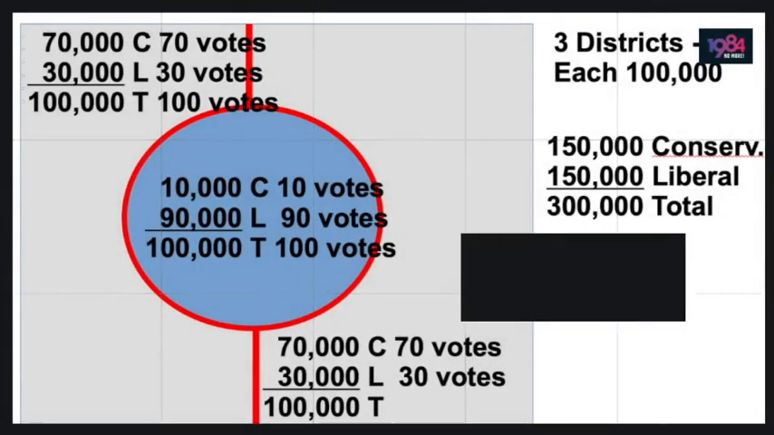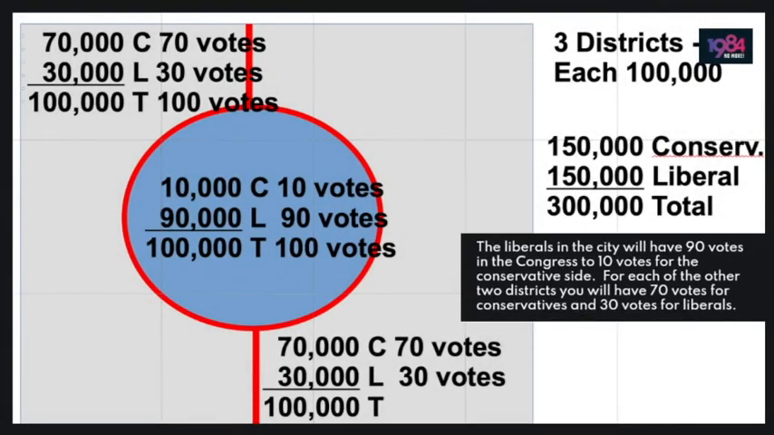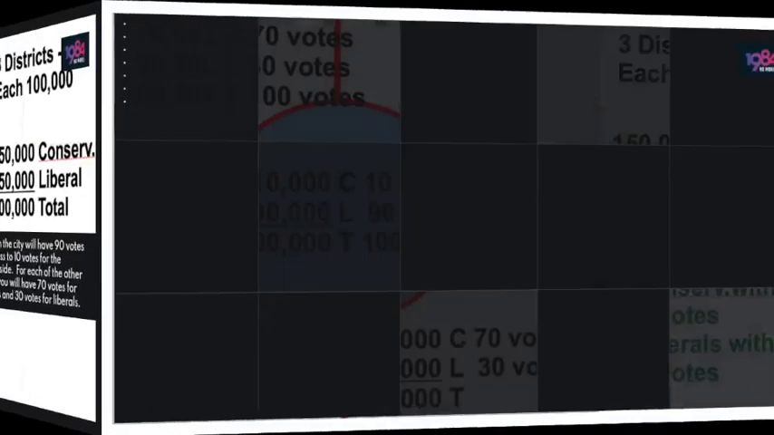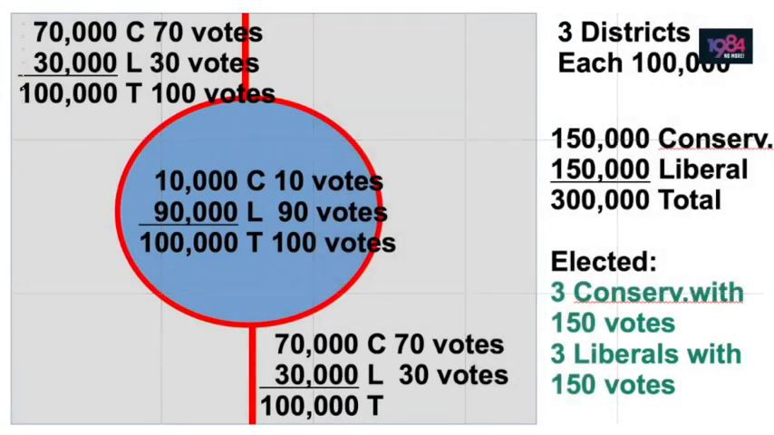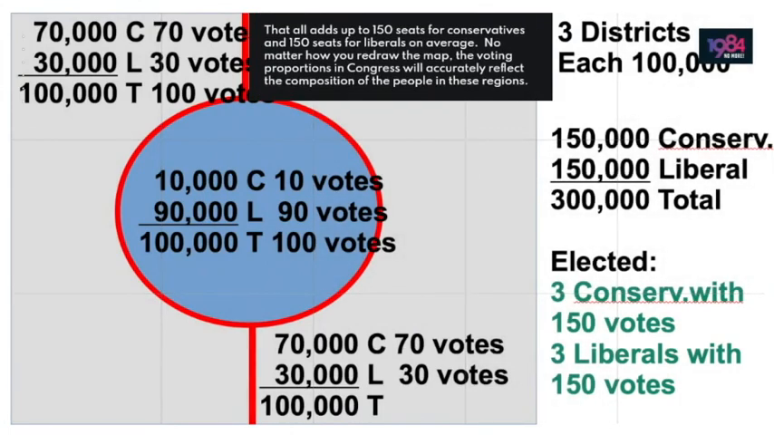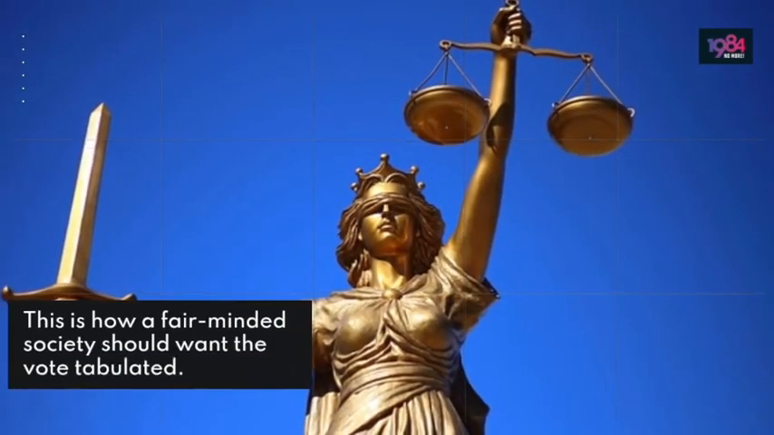The liberals in the city will have 90 votes in the Congress to 10 votes for the conservative side. For each of the other 2 districts you will have 70 votes for conservatives and 30 votes for liberals. That all adds up to 150 seats for conservatives and 150 seats for liberals on average. No matter how you redraw the map, the voting proportions in Congress will accurately reflect the composition of the people in these regions. This is how fair-minded society should want the vote tabulated.